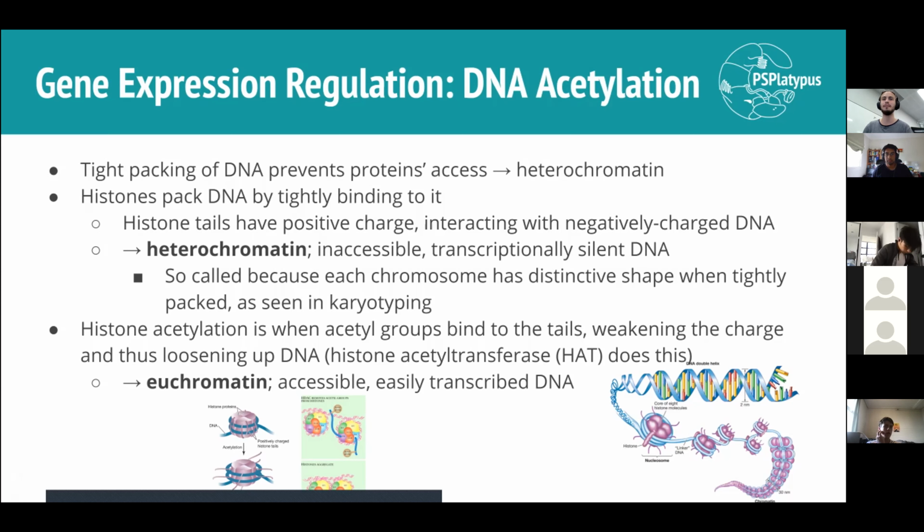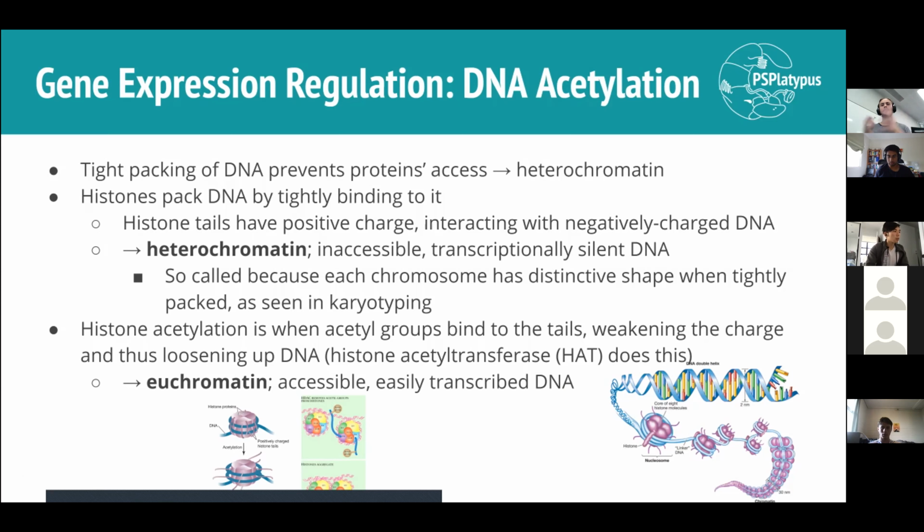So you have heterochromatin, meaning different chromatin. Basically, you have the histone tails, they interact with the negatively charged DNA because they're positive, so they're attracted to it. Heterochromatin is basically when the histone tails are tightly wrapping it, as you can see in this picture here. And that means the DNA is sort of locked up. It can't be transcribed because polymerase and all the other enzymes can't get to it.